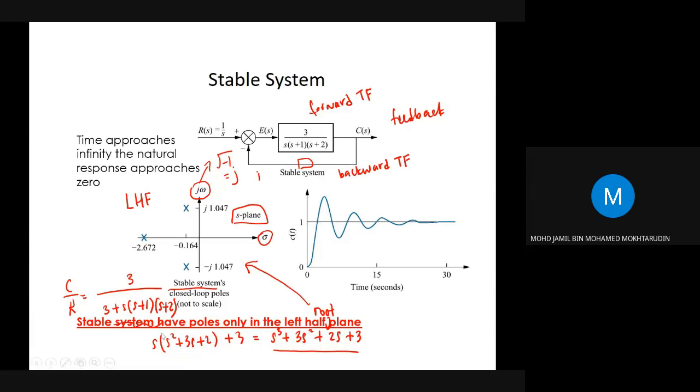So a stable system has poles only in the left half plane. If the poles, or the roots of the denominator, are on the left half plane, then your system is stable. The roots of the denominator, we call these poles, and left hand side means stable.